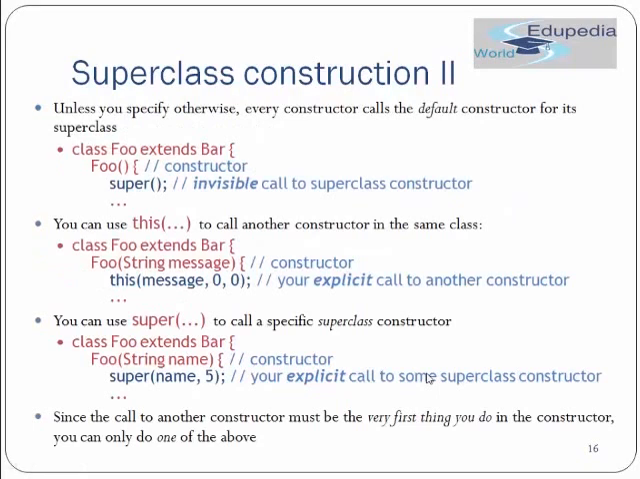Unless you specify otherwise, every constructor calls the default constructor for its superclass. If you are not specifying, it will call the default constructor. You can use this to call another constructor in the same class, passing the parameters explicitly. You can use super to call a specific superclass constructor, which is something we have already seen. And since the call to another constructor must be the first thing you do in the constructor, you can only do one of the above. You cannot do both this and super, only one.